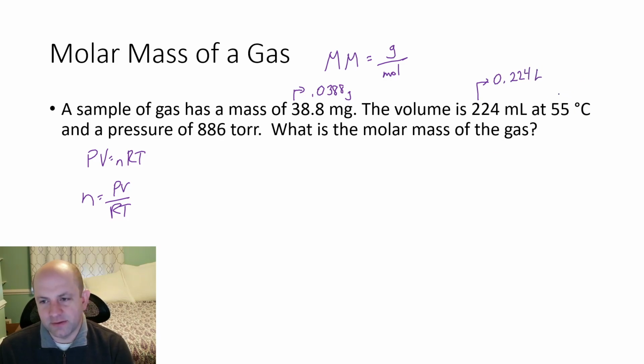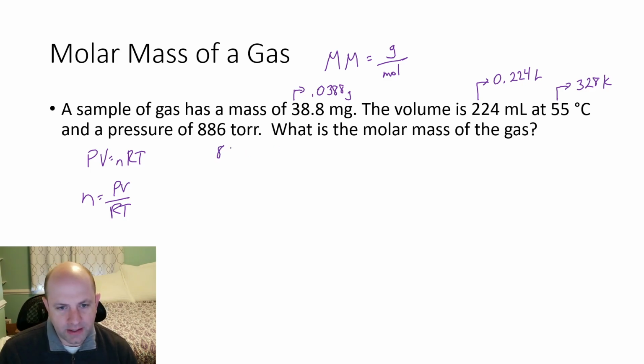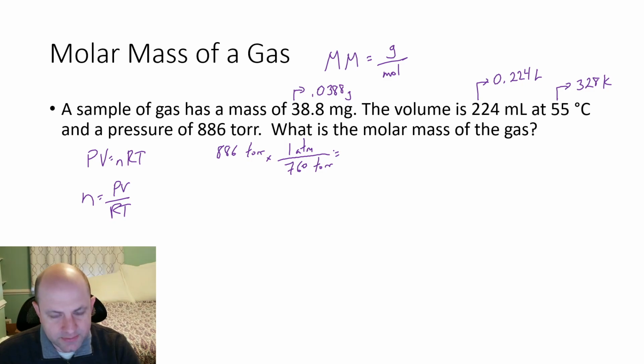I don't have Kelvin, I got Celsius, so I got to add 273 to that. So that'll be 328 Kelvin. And then for torr, I got to convert to ATM. So I'll write this one out, that 886 torr. We would set up our little conversion, that it's 760 torr on the bottom for 1 ATM. So when we go ahead and divide that, 886 divided by 760, 3 sig figs, we get 1.17 ATM.